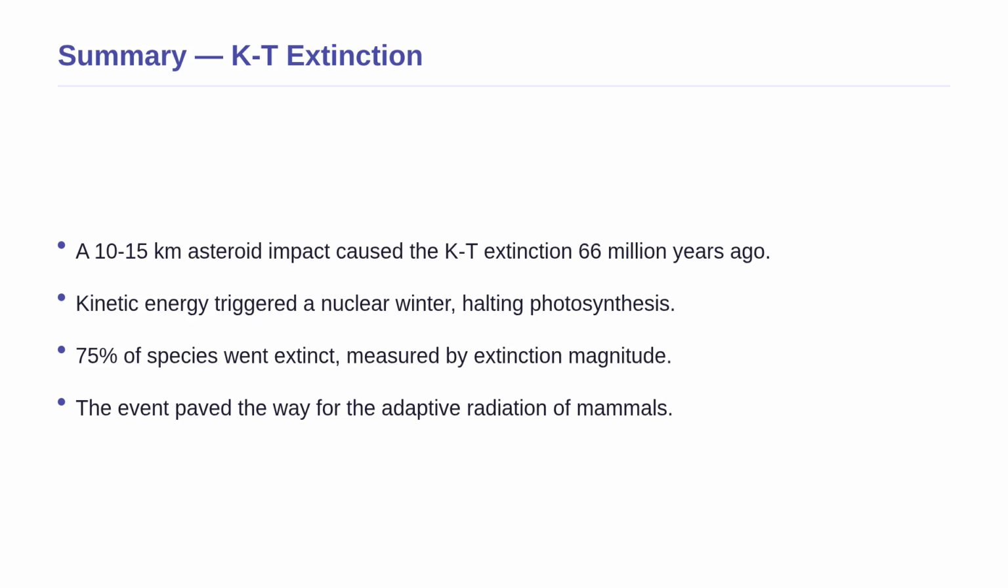We have covered a tremendous amount of ground today, so let us review the key takeaways. First, the KT extinction was driven by a catastrophic asteroid impact 66 million years ago, leaving behind the iridium-rich KPG boundary. Second, the unimaginable kinetic energy of the impact caused a global nuclear winter, halting photosynthesis and collapsing food webs worldwide. Third, this resulted in the extinction of roughly 75% of all species, a loss we can quantify using extinction magnitude calculations.